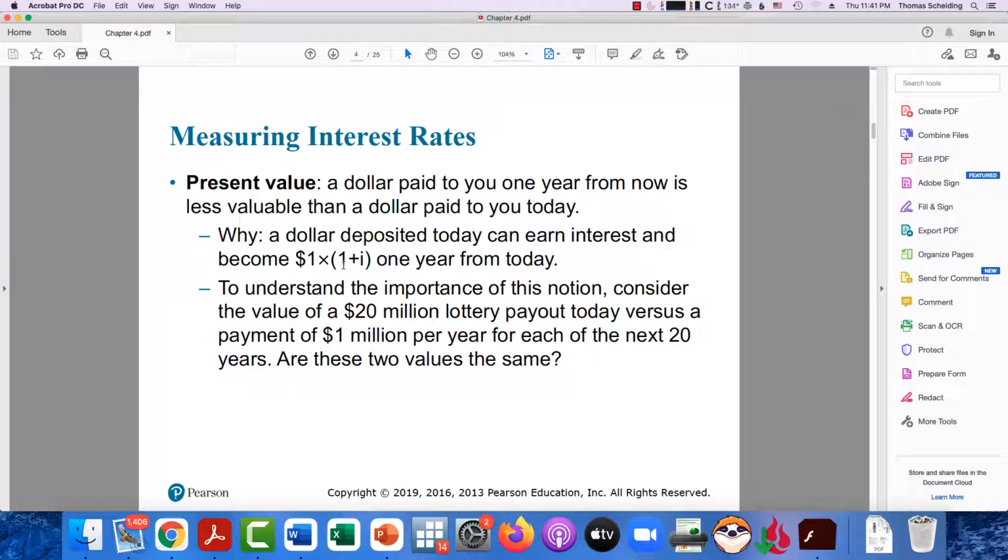Because if I'm given that dollar today, I can invest it. I can do things with it. If I'm not given the money until the future, it has a reduced value. And because it has a reduced value, then I need to know what that interest rate is that I could have earned. And that would give me an idea of what the discount rate is, or what the present value is in this case.